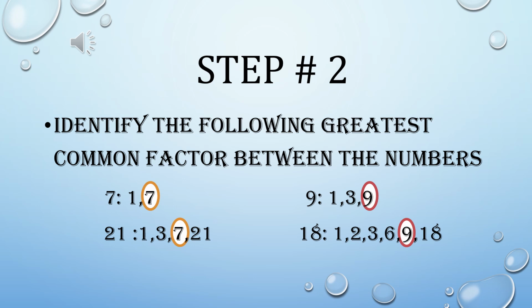You're going to do the same thing to the other two numbers. Numbers that make up 9: 1, 3, and 9. And numbers that make up 18: 1, 2, 3, 6, 9, and 18. So both of them have in common 9. That is the biggest number.